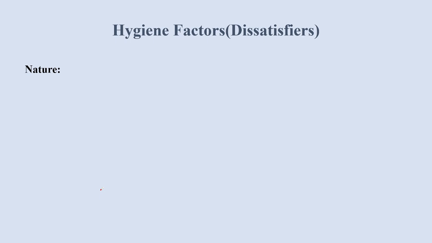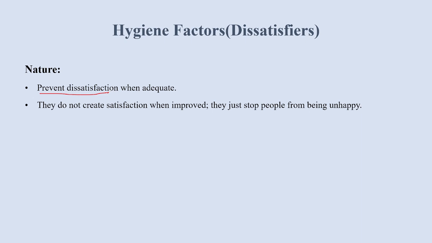Next, there are hygiene factors, which are dissatisfiers. Basically, these are those factors that prevent dissatisfaction. They do not provide or create satisfaction, but what they do is prevent dissatisfaction. As I said earlier, they do not create satisfaction, they just stop people from being unhappy. When these factors are met, we can say that employees are not unhappy.